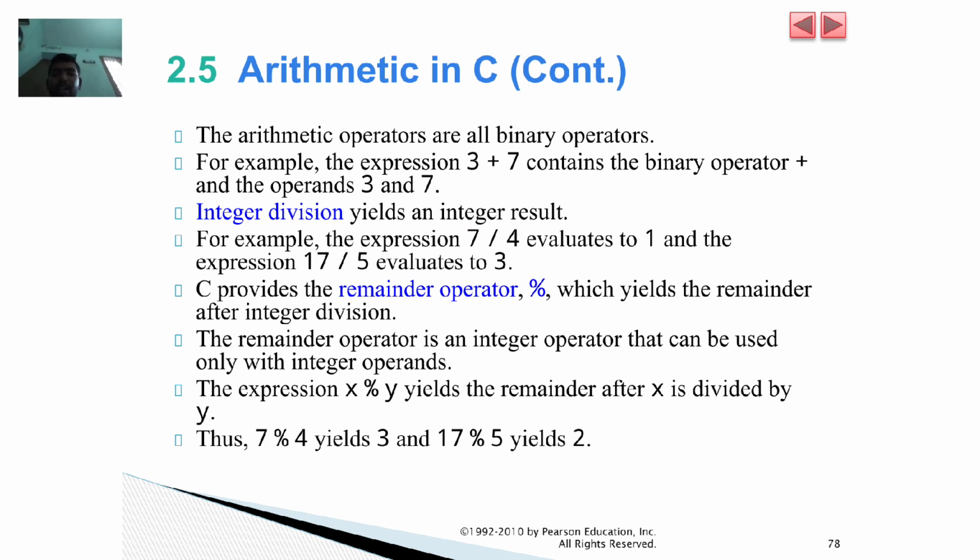The arithmetic operators are all binary operations. For example, 3 plus 7 contains a binary operation. The operands are 3 and 7. Here the 3 and 7 are known as the operands, and plus is the operator. Why? Because it is performing the operation on the two operands, so it is known as the operator. And for integer division, to get the remainder, we have to use the modulo symbol.